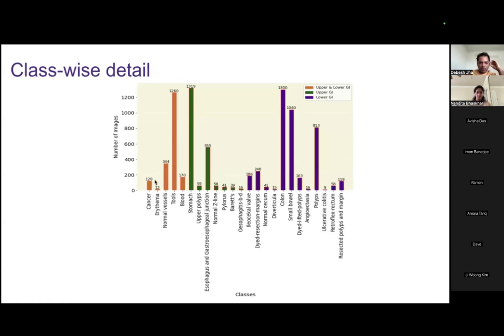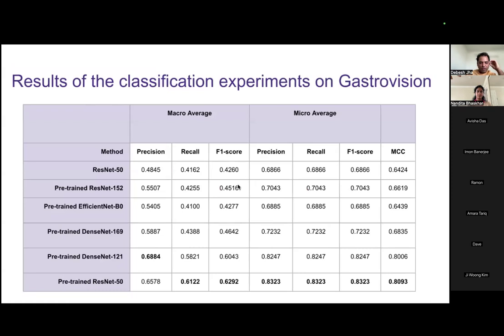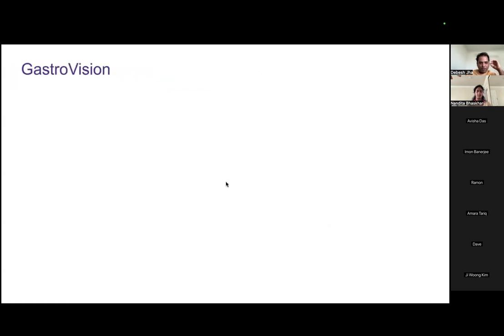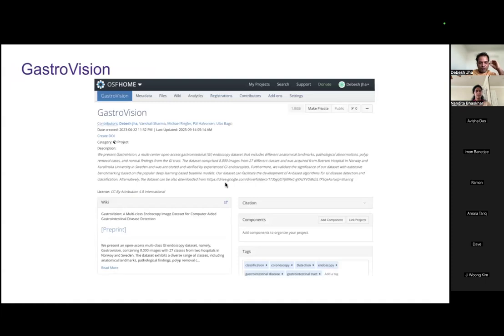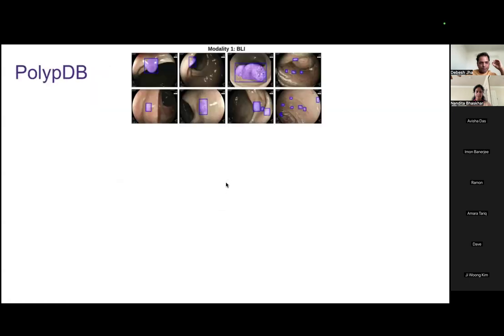You can see, for example, some of the classes have a high number of images, whereas some of them are low, because some of the cancers might be rare, or some of the classes can be rare. So it is difficult to balance all these images. And here are some of our benchmarking results. We also made this dataset open access so that the community can benefit from it.